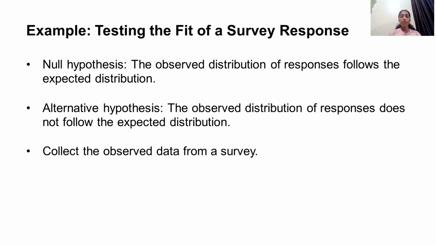Example, testing the fit of a survey response. Null hypothesis: the observed distribution of responses follows the expected distribution. Alternative hypothesis: the observed distribution of responses does not follow the expected distribution. Collect the observed data from a survey.